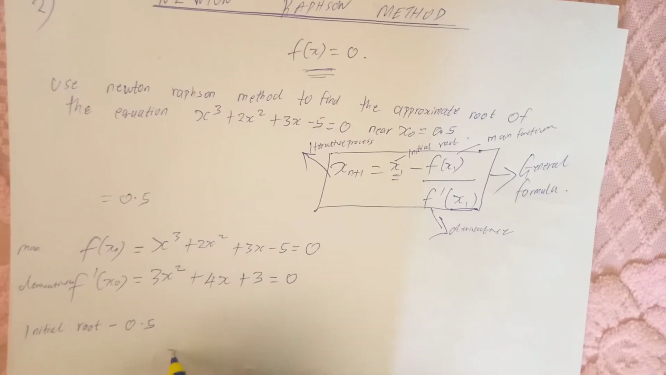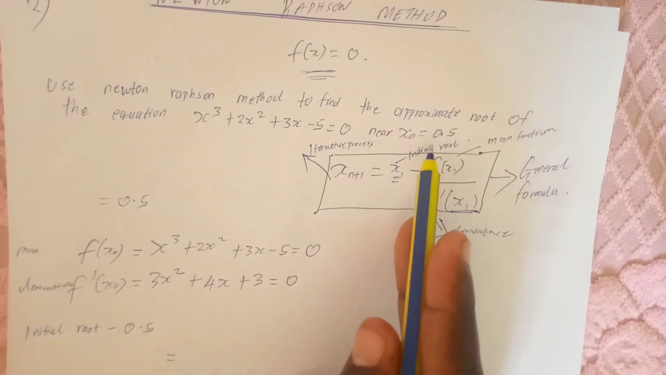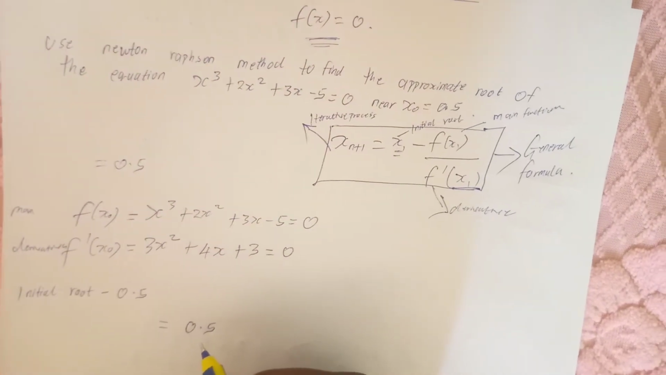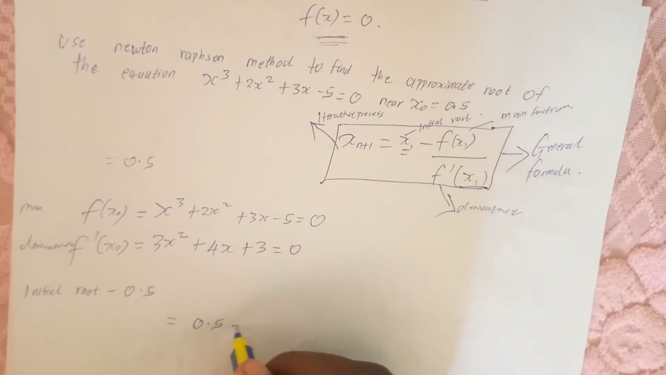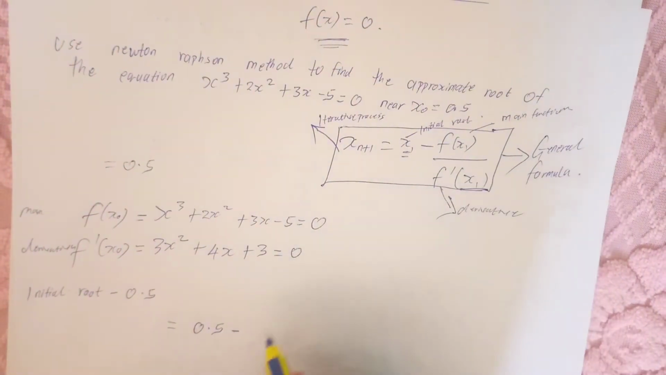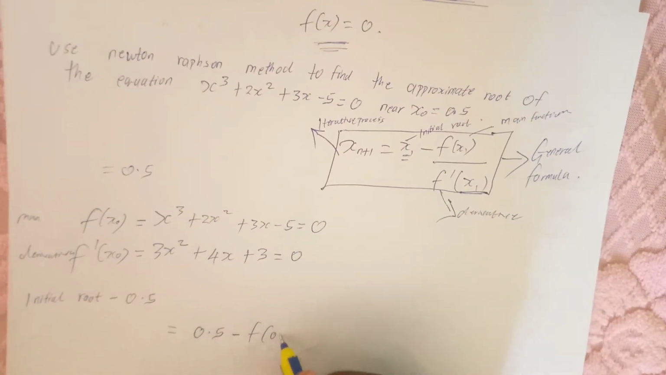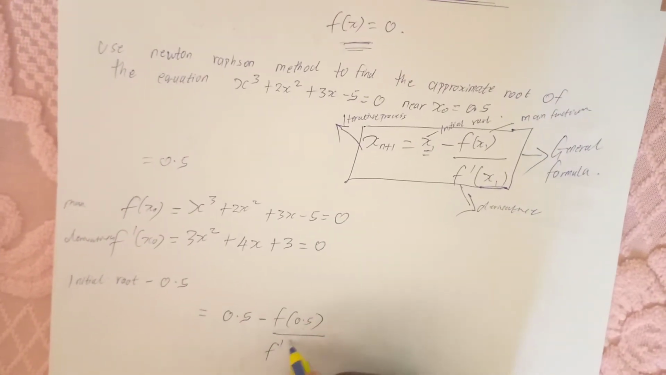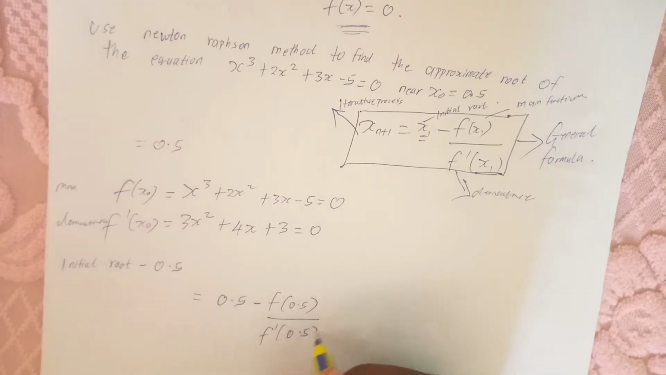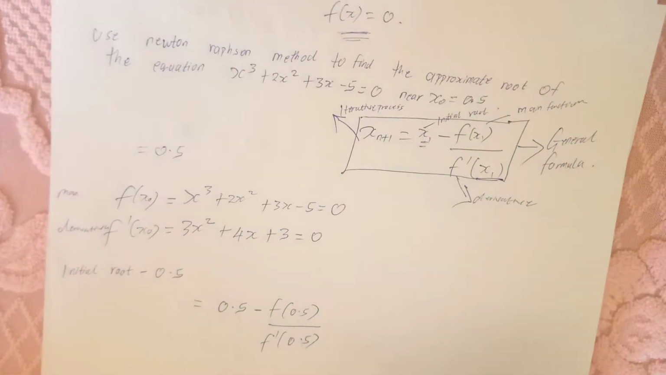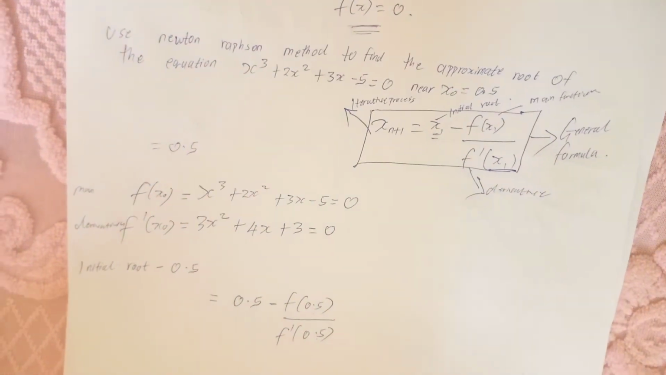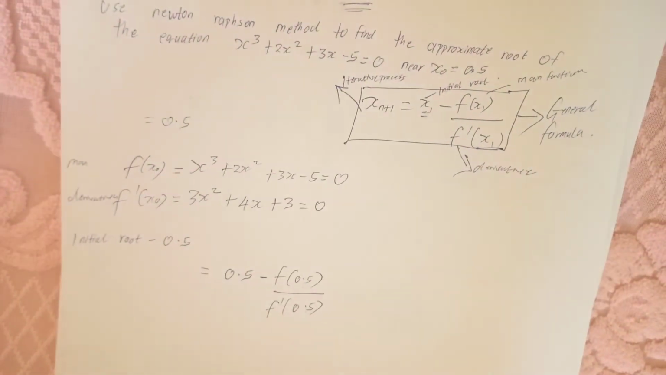It will equal the initial root 0.5, minus the main function. We have to substitute 0.5 in the main function above, divided by the derivative of the main function. We'll also have to substitute 0.5 in our derivative above. Okay, now we can do that substitution together.